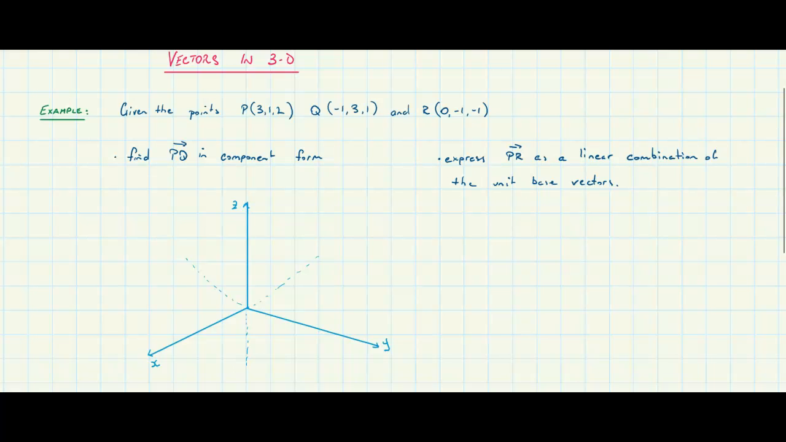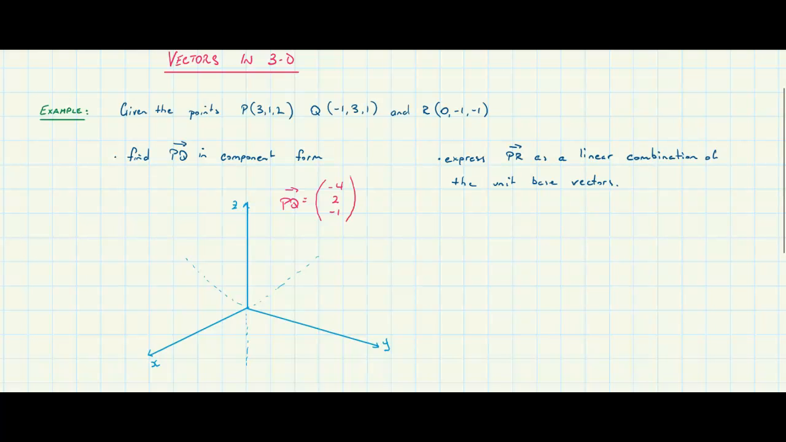What we're going to do now is some examples. PQ in component form, so I'll do that over here. No different to what we were doing. We take the x coordinate of Q and subtract the x coordinate of P, so it'll be -1, -3. In component form, 1 to 3 is a rise of 2, and 2 to 1 is a drop of 1. So there's my PQ in component form.